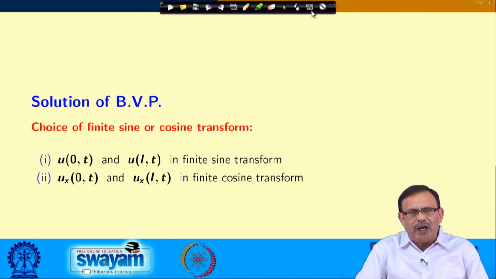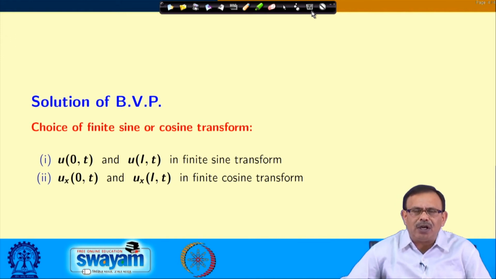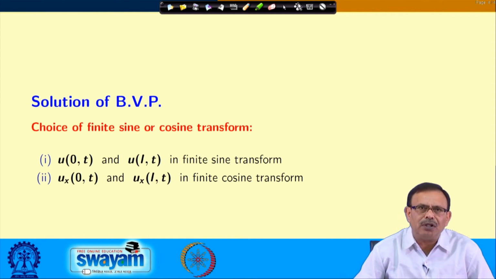Whereas for the finite cosine transform, the values of u_x(0,t) and u_x(L,t) must be known, that is, the first derivative of the function with respect to x at x equals 0 and at x equals L. So whenever I want to solve a problem using the finite Fourier sine transform, I need u(0,t) and u(L,t); for the finite cosine transform I need u_x(0,t) and u_x(L,t), otherwise I cannot find the solution. Please remember these 2 points.